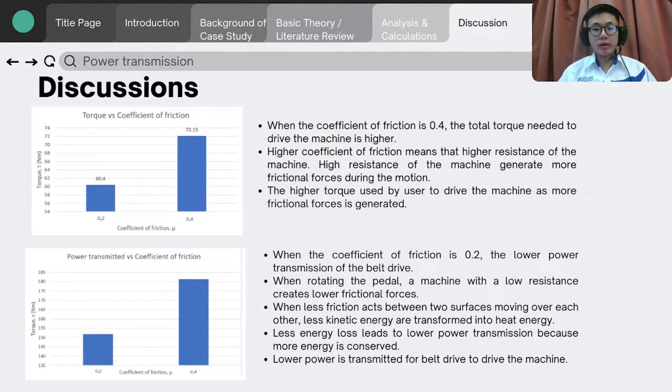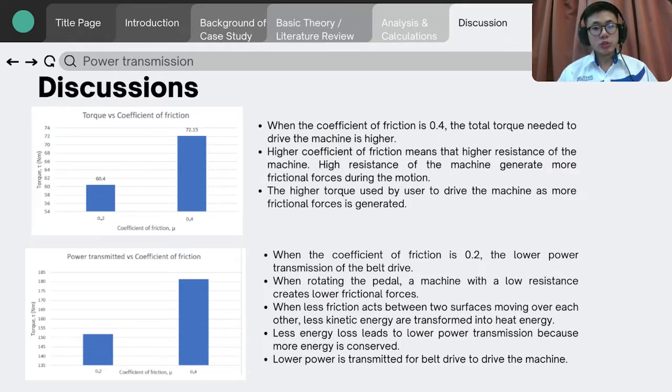The bar chart of torque against coefficient of friction reveals that when the coefficient of friction is 0.4, the total torque needed to drive the machine is higher. High resistance of the machine generates more frictional force during the motion. The higher torque is used by a user to drive the machine as more frictional force is generated.